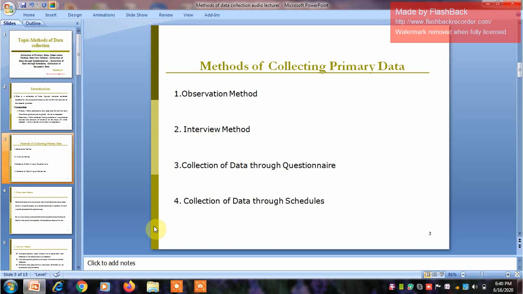The third method of collection of primary data is collection of data through questionnaire. This method is very popular for big inquiries. Next is collection of data through schedules. In schedules, instead of a respondent responding to a researcher, he appoints a person known as an enumerator. Now let us understand in detail the observation method, interview method, collection of data through questionnaire, and through schedules.